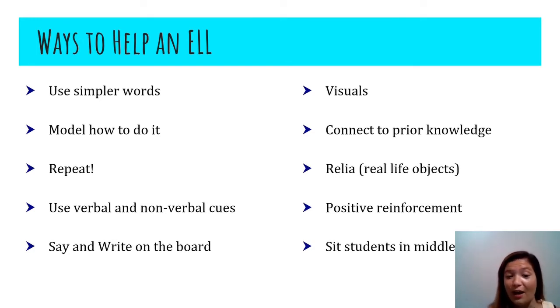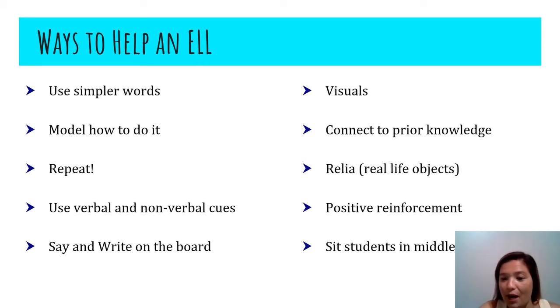Use verbal and nonverbal cues, and also have them use verbal and nonverbal cues. Get thumbs up, thumbs down, shaking the head, all of these things. Say and write it on the board. So let's say you're giving out directions. Instead of just saying it, write it on the board too, so they have something to refer to. Connect to prior knowledge. I believe we spoke about that. Using real life objects when you're introducing a concept. I think this is so helpful to actually see real life objects when you are introducing something.